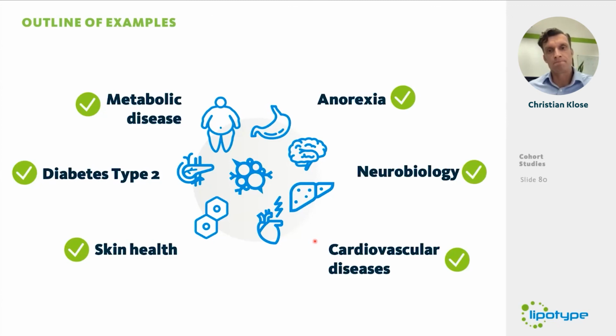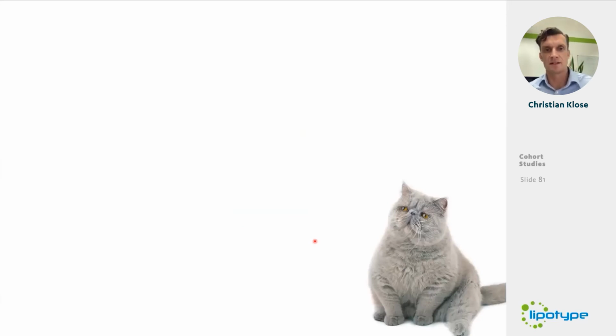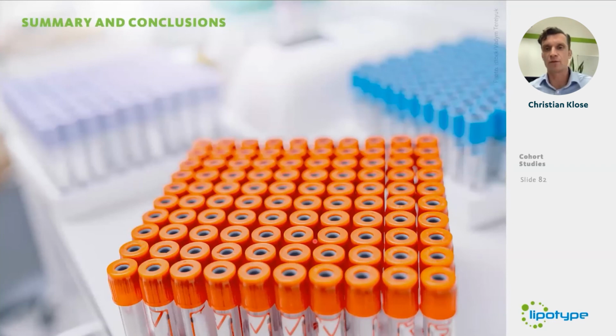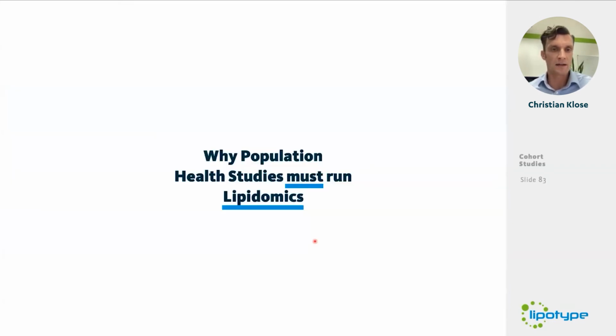Okay, so that was my last example for the use of lipidomics in population health studies. And as promised, here's the cat again. And before I finish, I would like to make a few last concluding remarks. So why do we think that population health studies must run lipidomics? Back to our initial question.